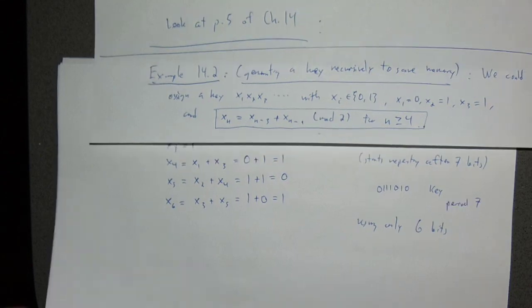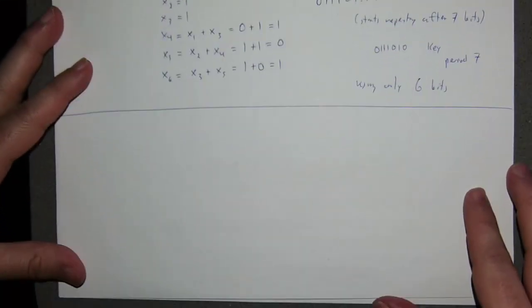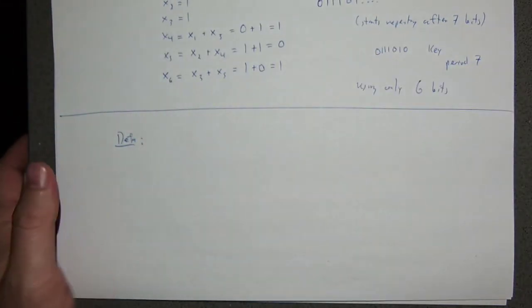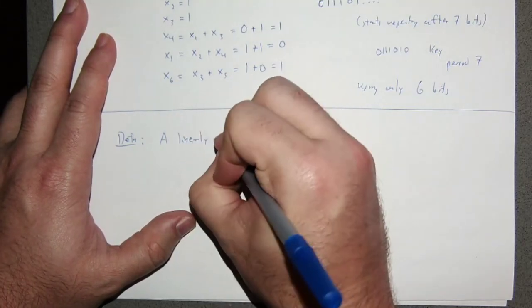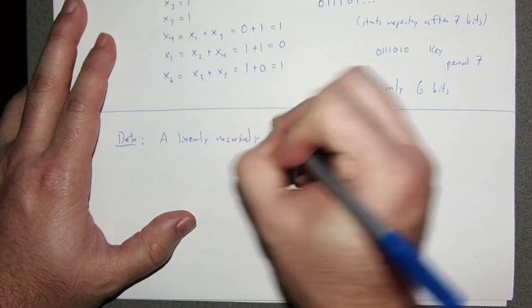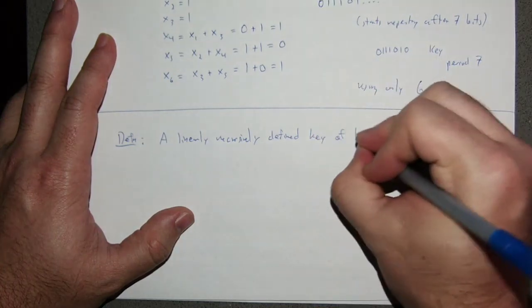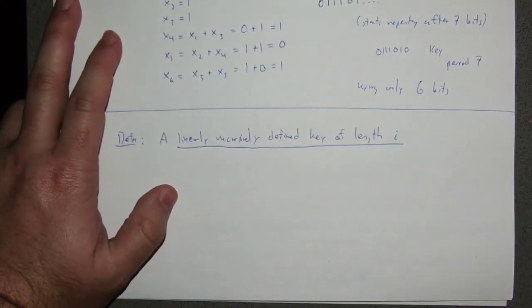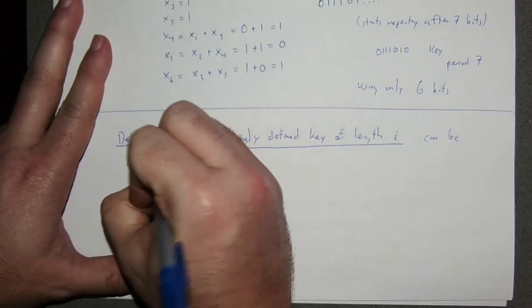Okay. All right. And so, what this means, here we go, I'm going to write down a definition. Definition: a linearly recursively defined key of length i, so that's the term being defined, can be defined by 2 vectors.